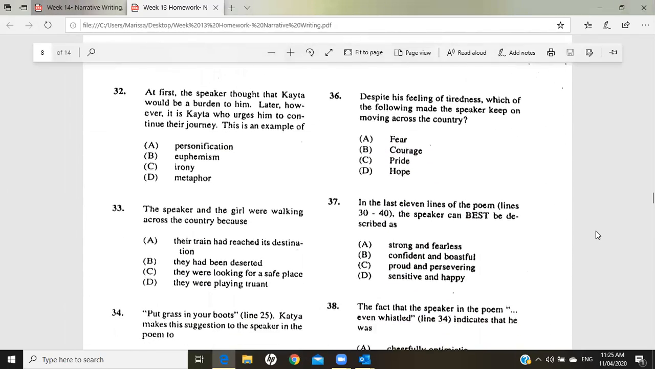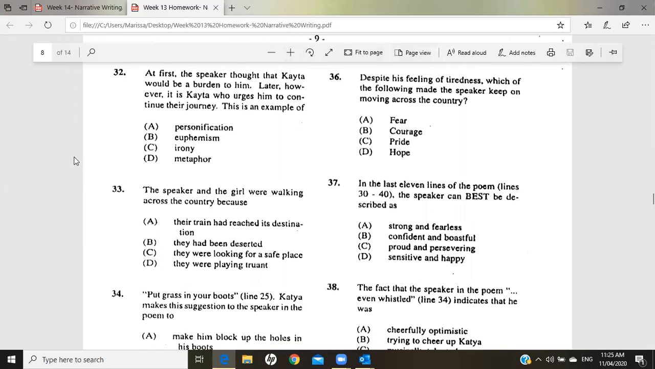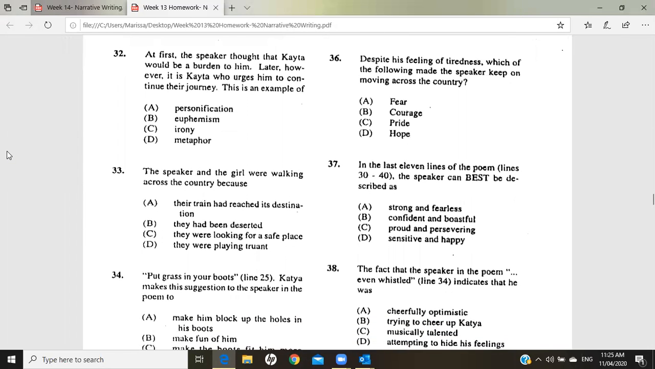Number 32 says, at first the speaker thought that Kata would be a burden to him. Later, however, it is Kata who urges him to continue their journey. This is an example of what literary device? Anyone knows? First he was thinking one way, then afterwards it turned out another. C. Yes, C. That is actually irony. Because first he thought that she would slow him down, she was of no use, but then it turned out that she was the one who encouraged him to continue. So that's an example of irony.